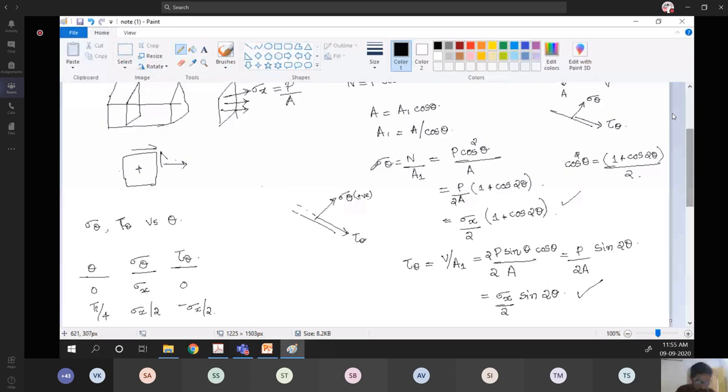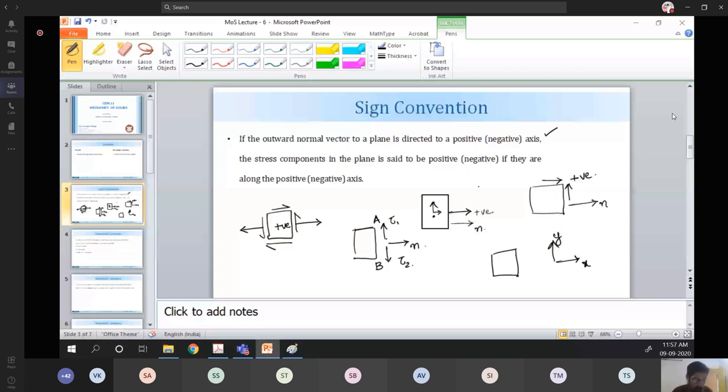Here the outward normal vector is along the positive axis. The stress component is in this plane. It is positive if they are along the positive axis, so this will be positive. And tau 2 is in the negative direction, so this is negative.